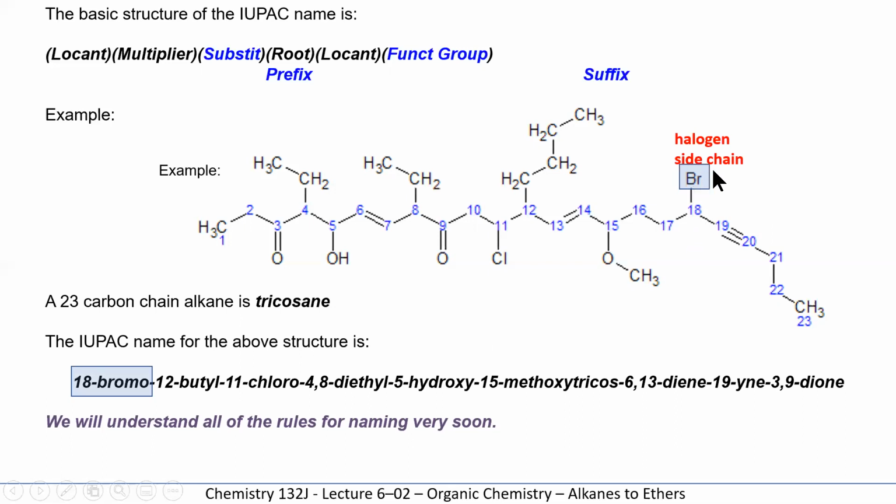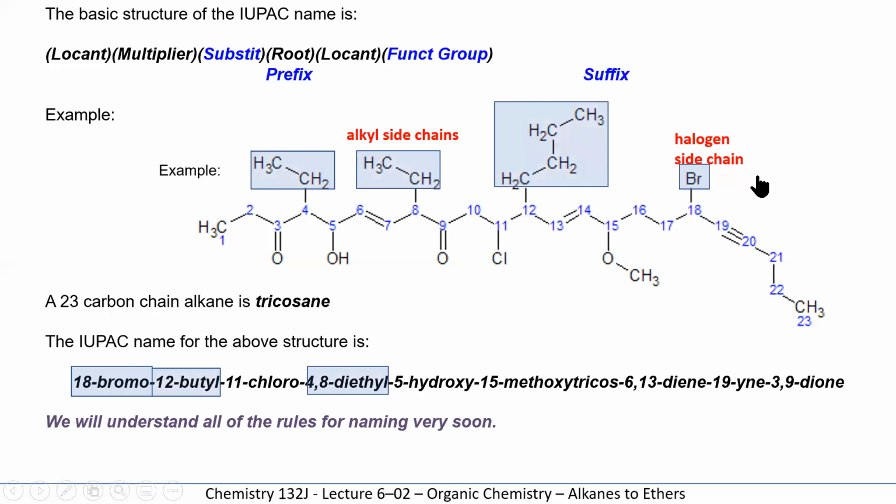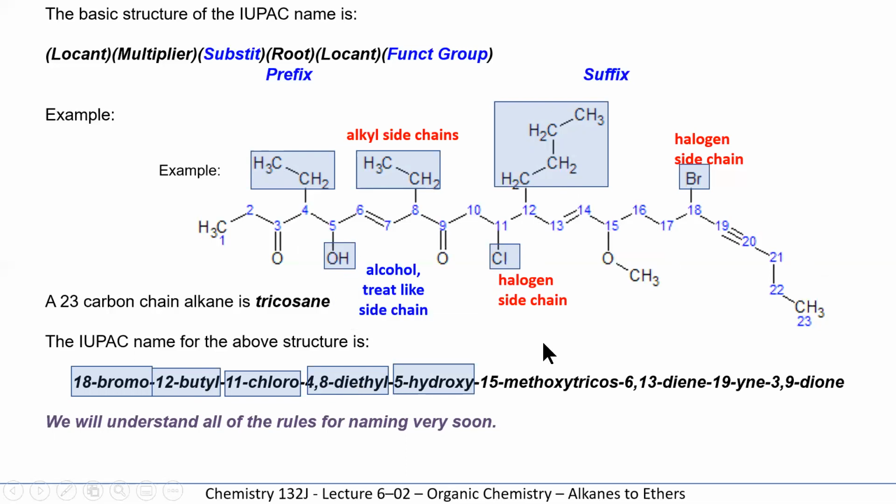On the 18th carbon, there's a halogen side chain, a bromo. Notice how they're alphabetized: bromo, butyl, chloro, ethyl. If it's a diethyl, you don't use the D, you use the E to determine how you alphabetize it, and hydroxy. We've got some hydrocarbon side chains here as substituents. So 12-butyl means there's a 4-carbon chain attached to the 12th carbon. And there's two carbon chains, one attached to the 4th carbon, one attached to the 8th. And on the 11th carbon, there is a chlorine. On the 5th carbon, there's an OH group.